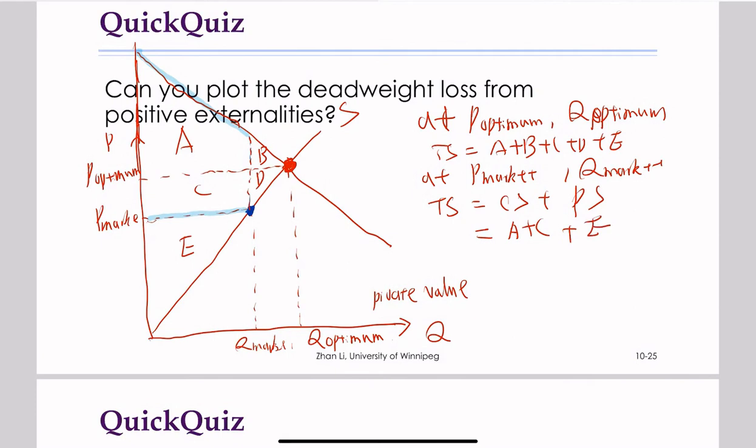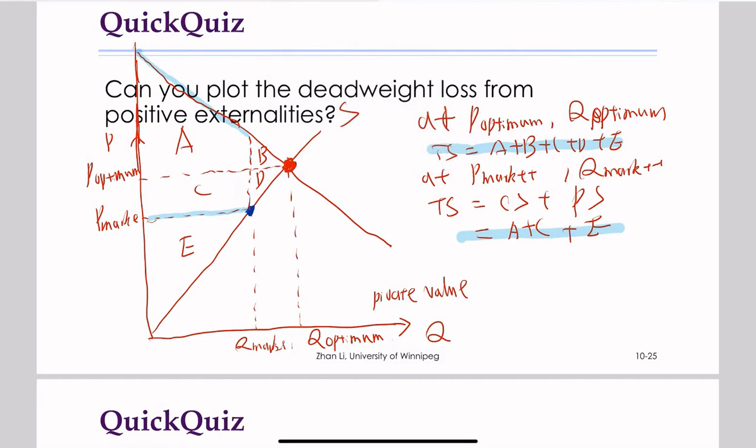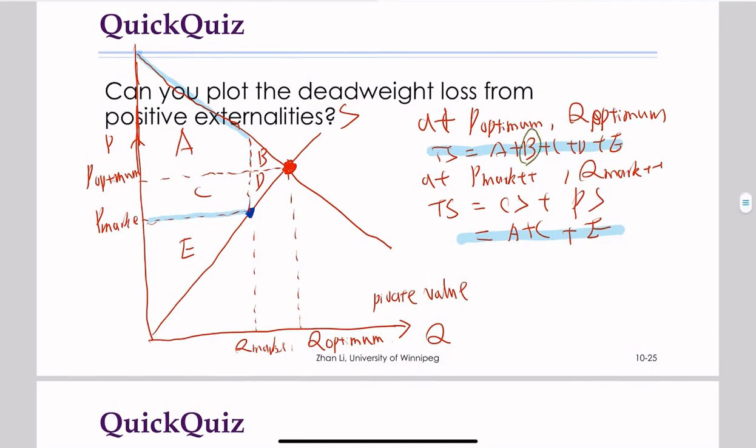And now if you compare this total surplus with this total surplus, what kind of difference can you see here? Well, you can see that the deadweight loss is given by the difference, right? So what's the difference here? It's B and D, right? So you can see that B and D, this little green triangle gives you the deadweight loss, right?